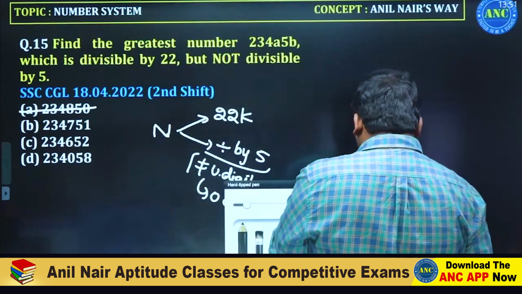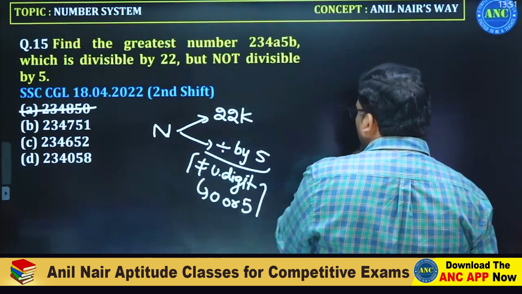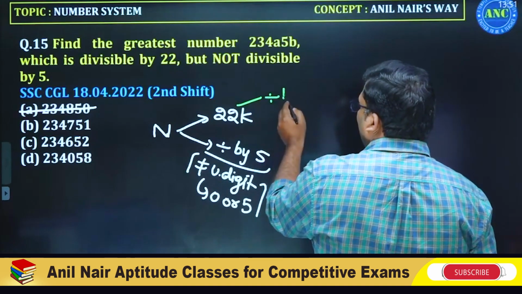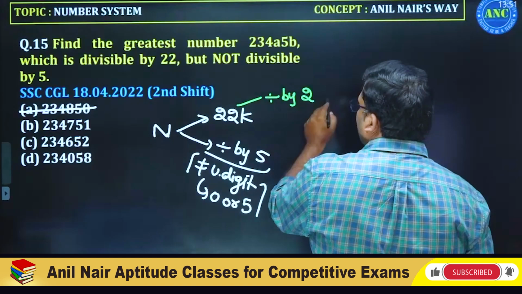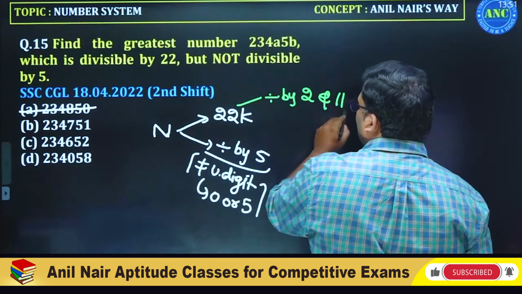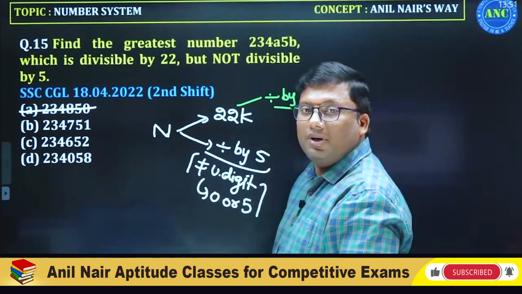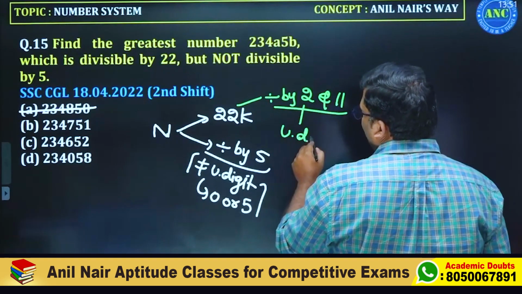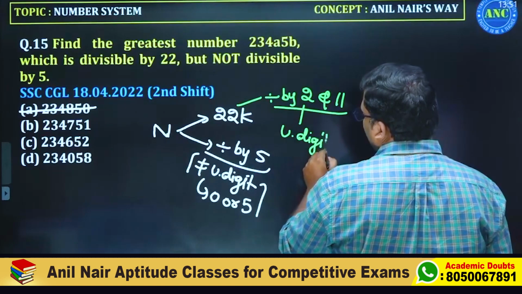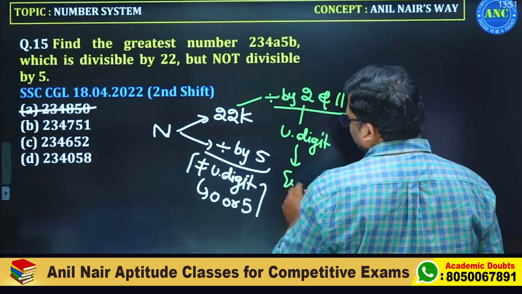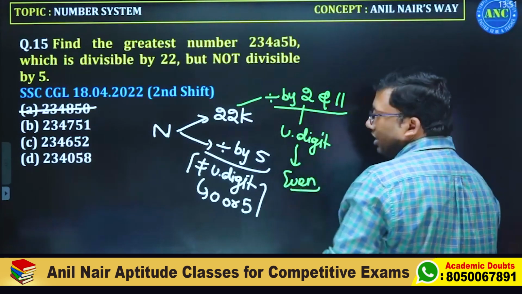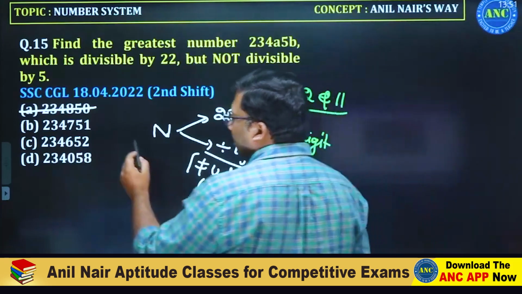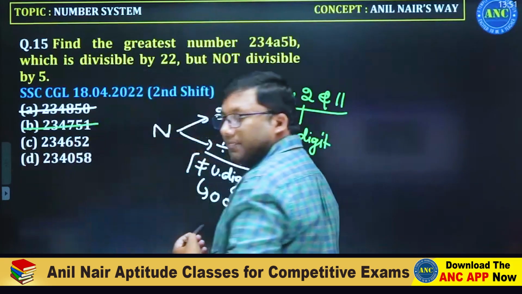22 means the number should be divisible by 2 and 11. If a number is divisible by 2, the unit digit has to be an even digit. That means the second option is out. I hope it is clear, right?